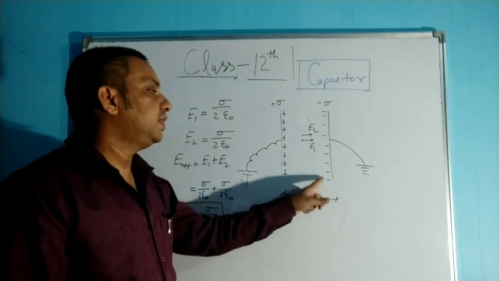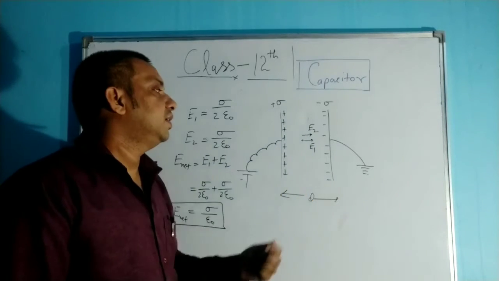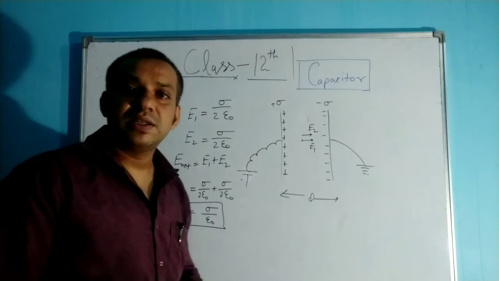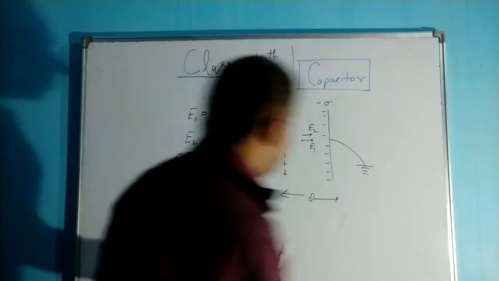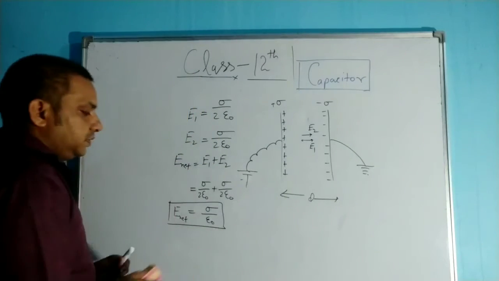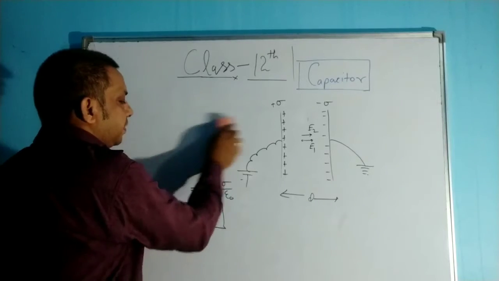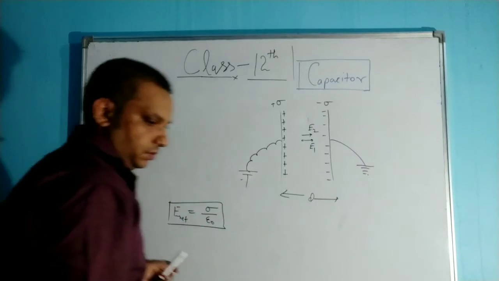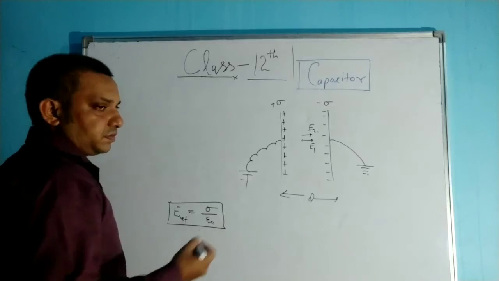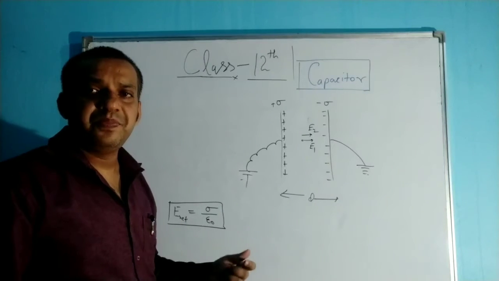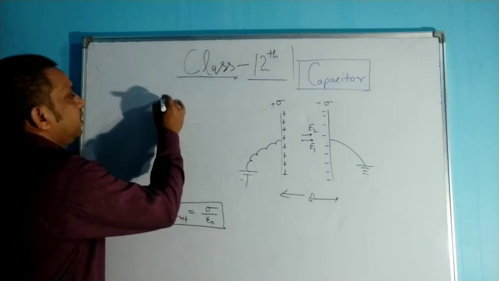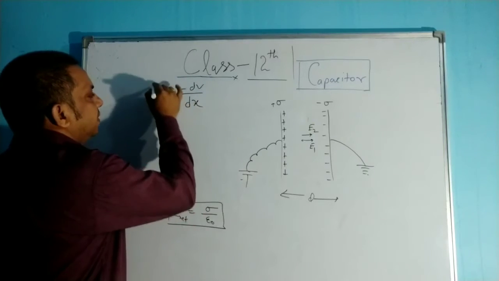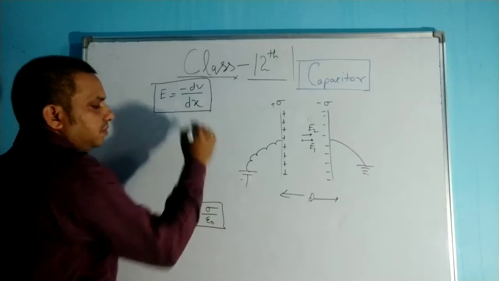So anywhere in between these two plates, the electric field is sigma upon epsilon naught. But our aim is to find the potential difference across these two plates due to this electric field. So I am going to erase this one. We have the potential gradient relation, which gives E is equal to minus dV upon dx.